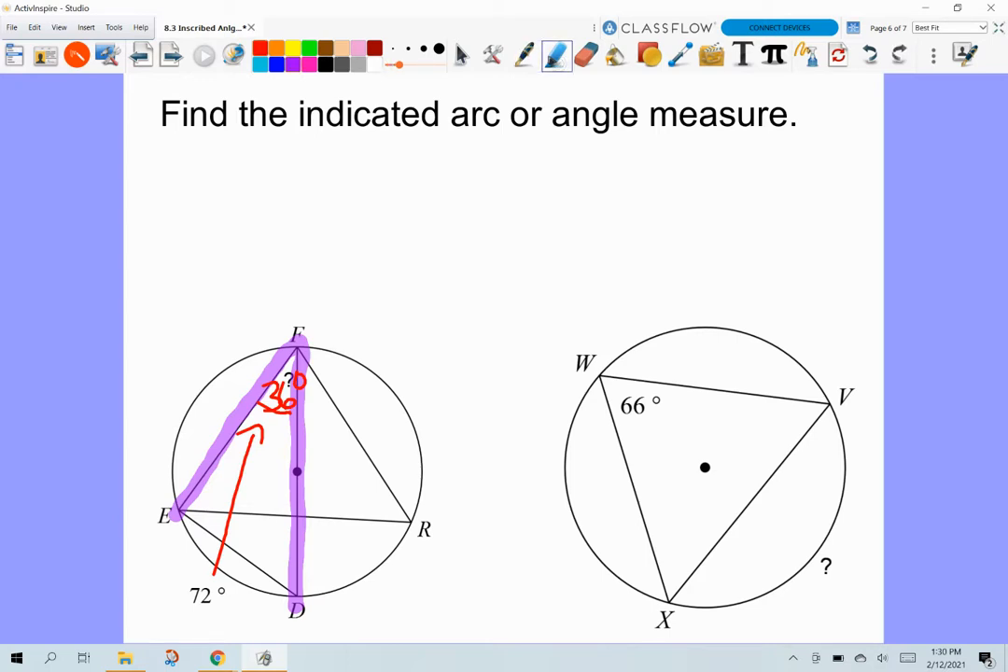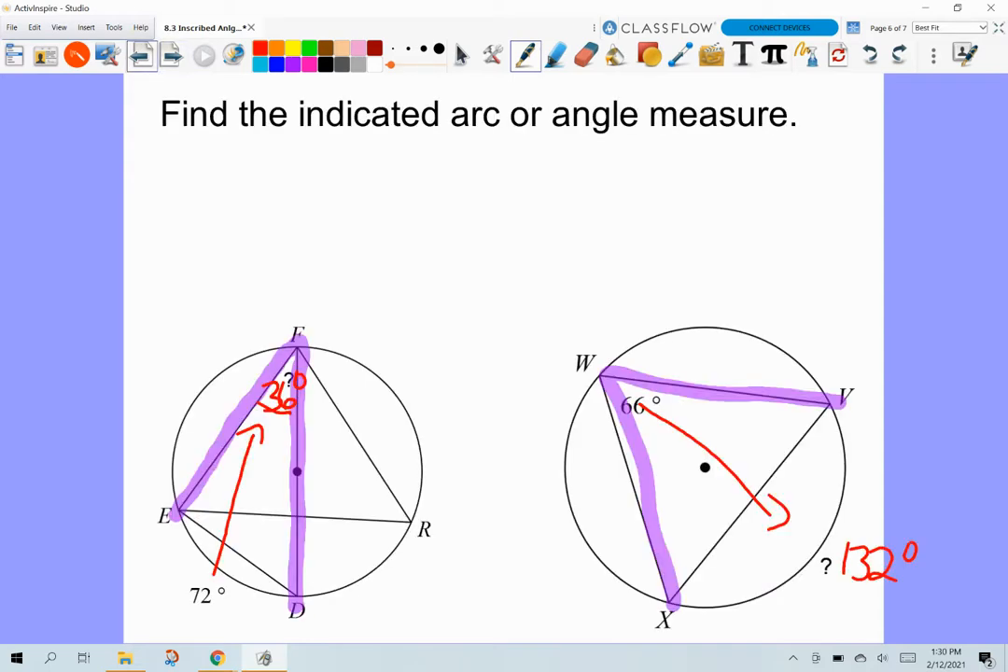Again, I've got some extra lines here. Don't necessarily need them. I've got a 66-degree angle. So I'm going to double that to come outside. That is 132 degrees. That's it. In or out.